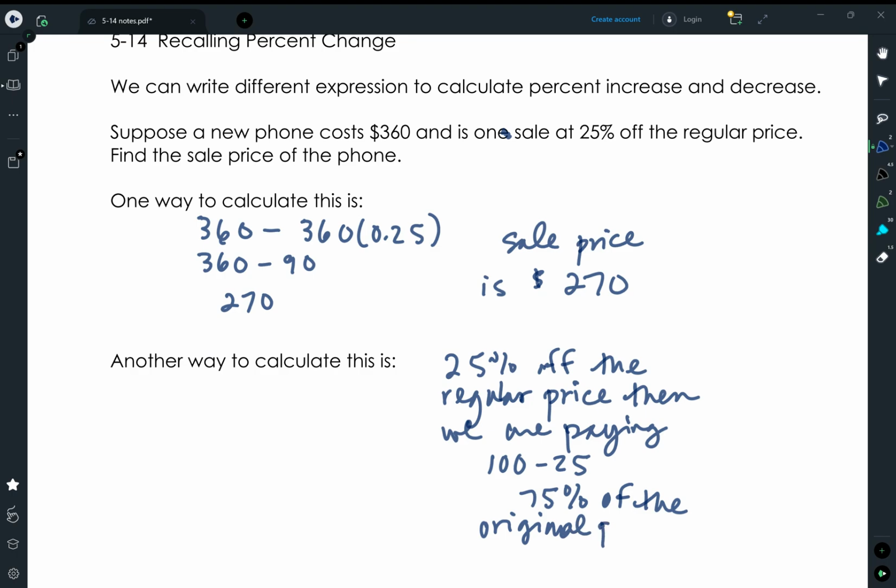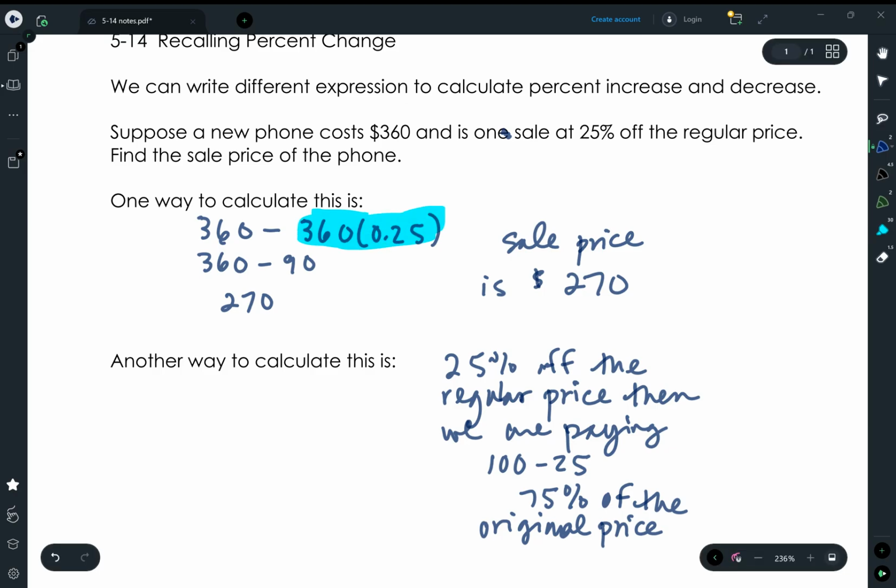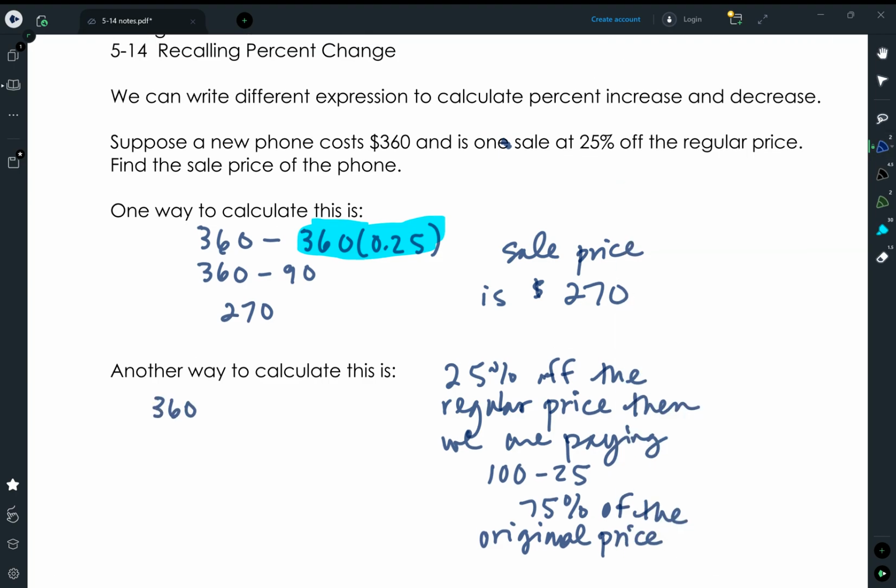So instead of doing this part here where we're subtracting 25% of 360, we could just find 75% of 360. So this would be the same thing as 360 times 1 minus 0.25, trying to do the algebra that goes along with the words. That's 360 times 0.75. Which, if you multiply it out on a calculator, is 3/4 of 360. That's what 75% is, and it works out to be $270 again.